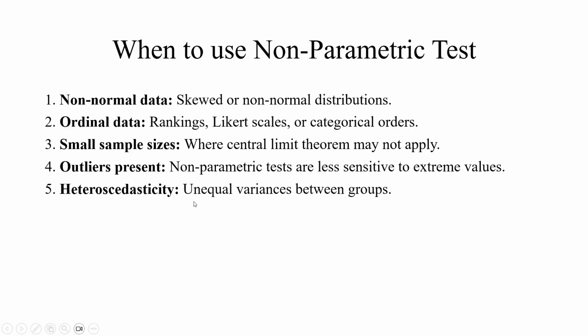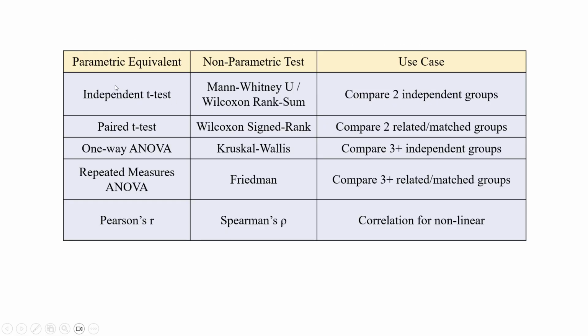Heteroscedasticity. When we are having unequal variances between the groups, we go for non-parametric test. For every parametric test, we are having a non-parametric equivalent. So for independent t-test, we are having the non-parametric equivalent Mann-Whitney U or Wilcoxon rank sum test, which is used to compare two independent groups. Paired t-test, Wilcoxon signed rank, and here also compare two related matched groups.